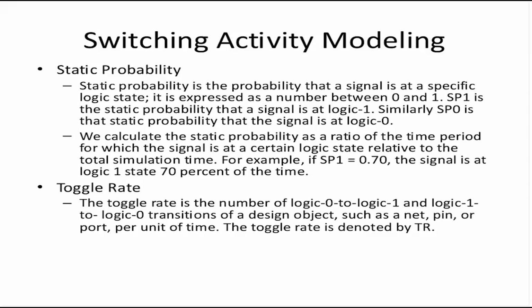So, for example, if SP1 is 0.7, it is known that a signal is at logic 1 state 70% of the time. We do not need to know when the signal is 1. We only need to know, let's say that the total simulation time is 1000 nanoseconds. We do not need to know at which point the signal went to 1 or at which point the signal went to 0. We just need to know the total amount of time the signal stays at 1. Right? That's the only thing we want to know for static probability.